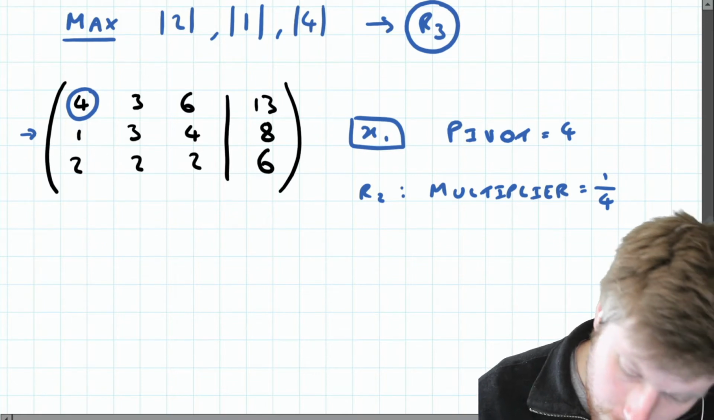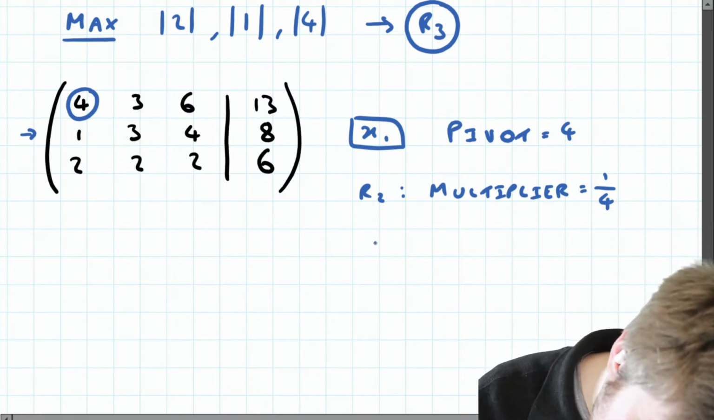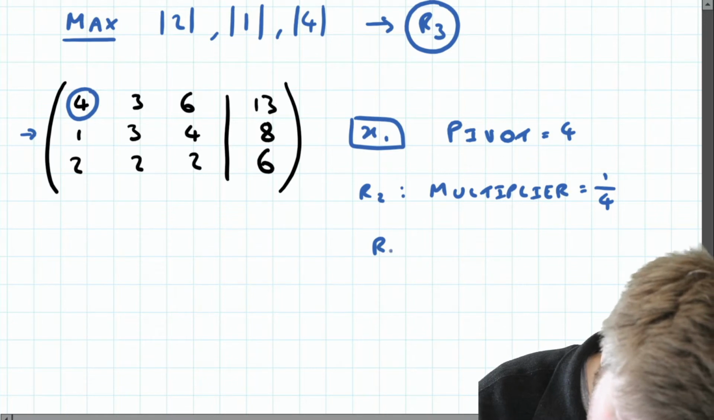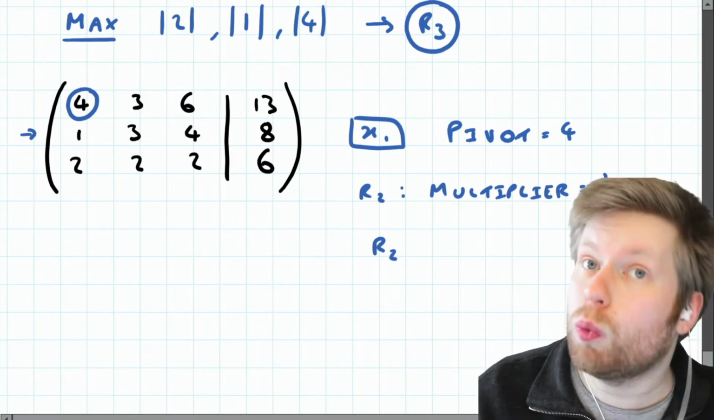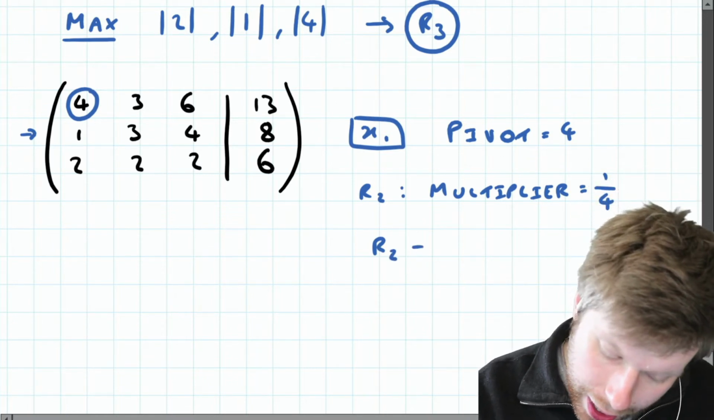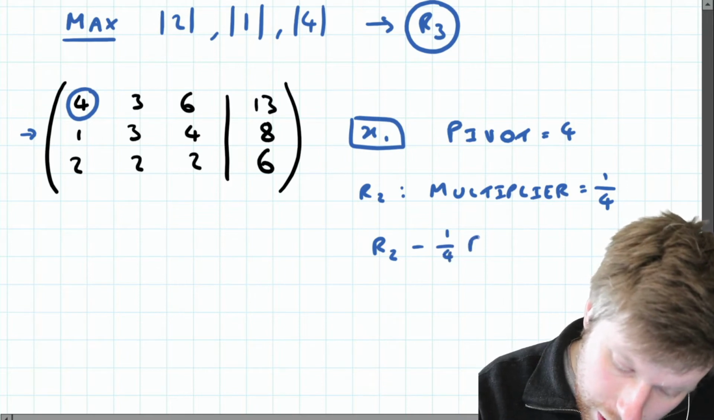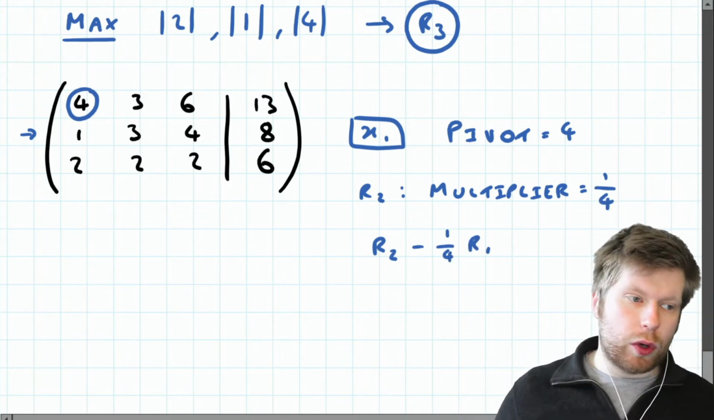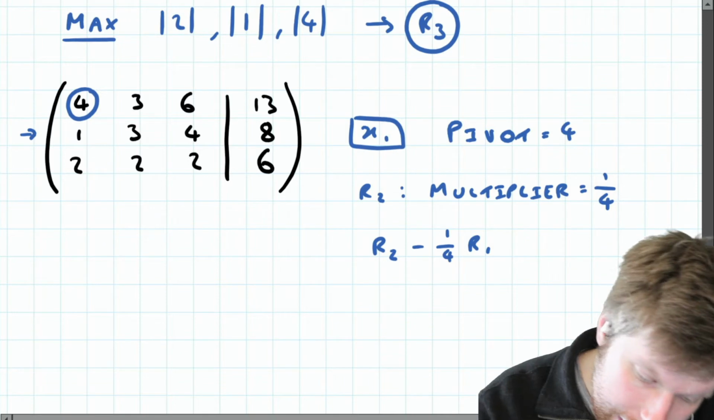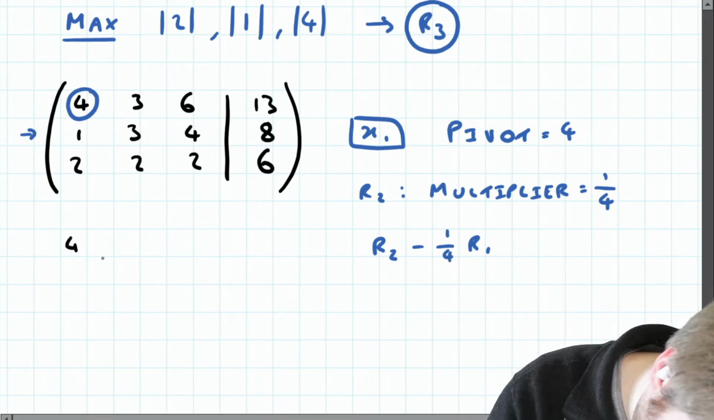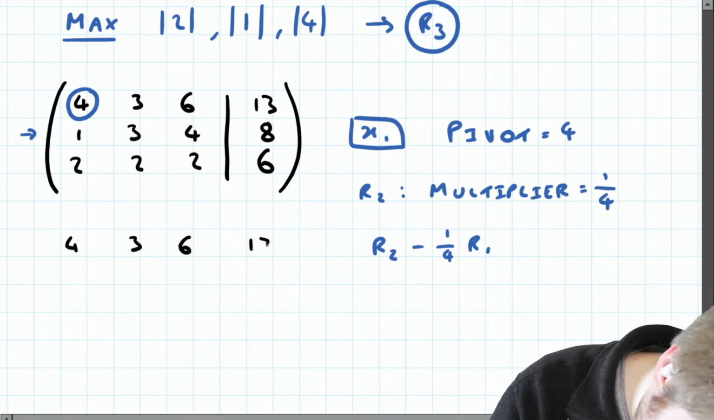Okay, so 1 divided by 4, that is the multiplier, which means that in order to get rid of that 1, the coefficient of x1, I'll take row 2 and take away the multiplier, which is a quarter, lots of my pivotal equation, which is row 1. Okay, so let's do that. So I'll just write it down underneath. So 4, 3, 6, 13. The first row doesn't change.